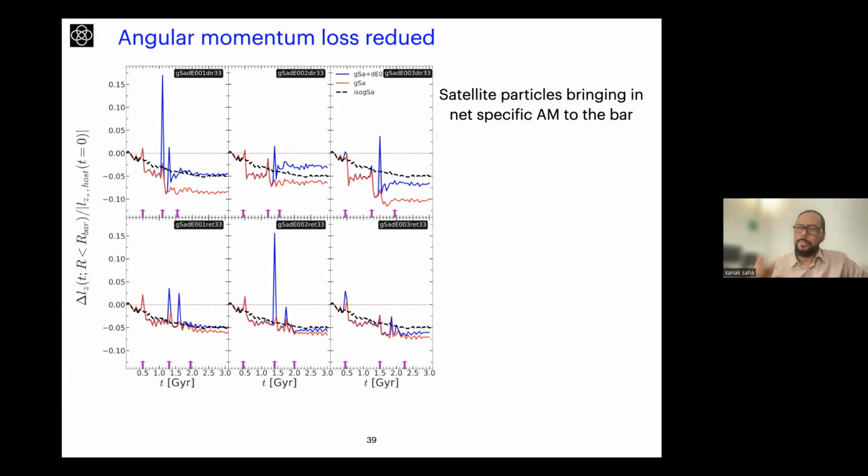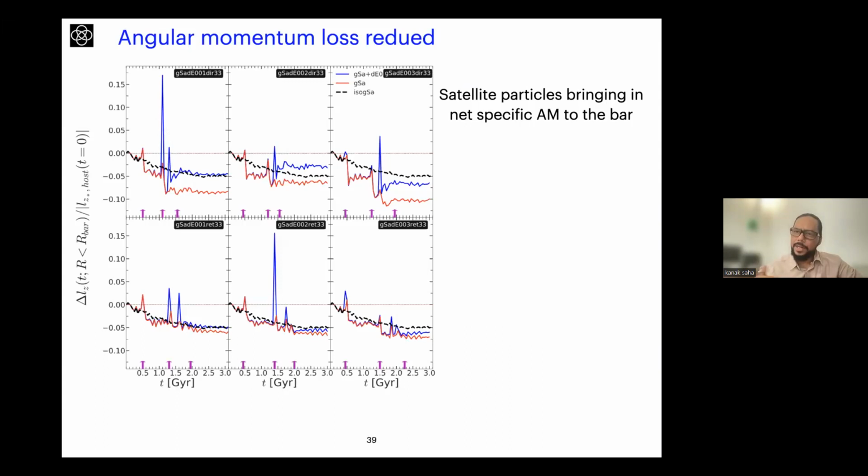So that's the normal. But then when there is a merger, you can see that there is an enhancement in the first case, that the angular momentum loss is reduced. There is angular momentum loss, but then the angular momentum loss is reduced in the progress simulation, which I just showed in the picture. So this is kind of an anti-bar growth in some sense.